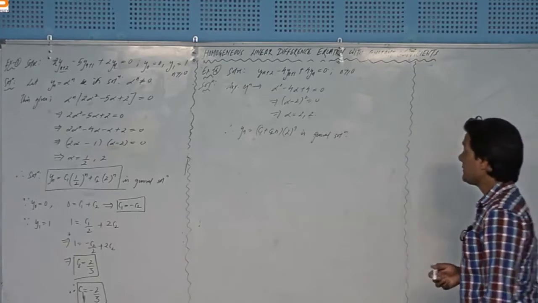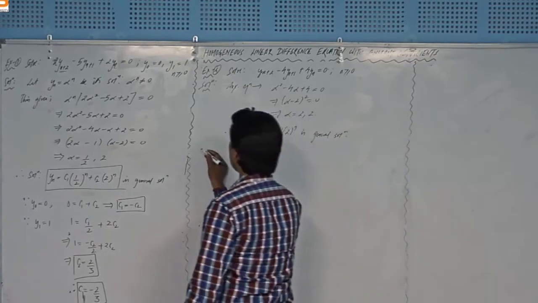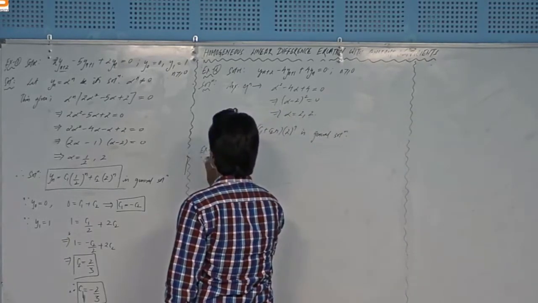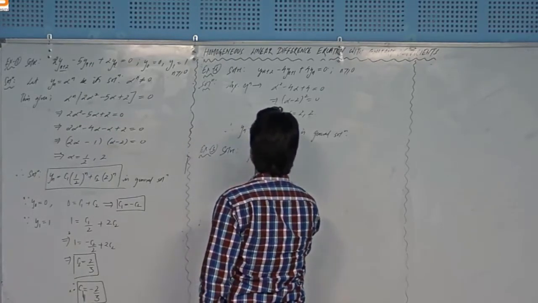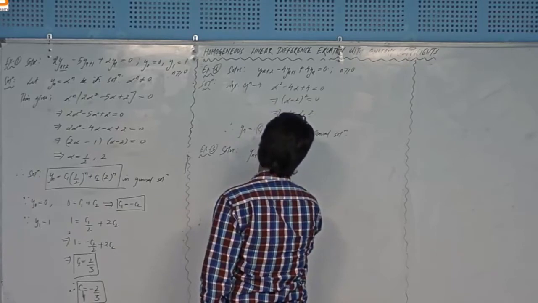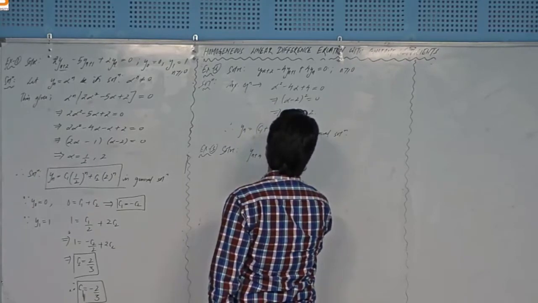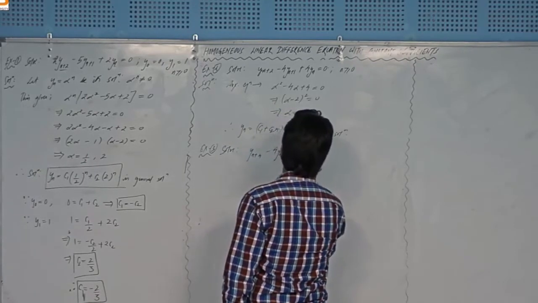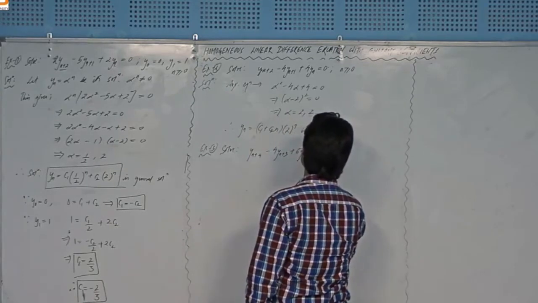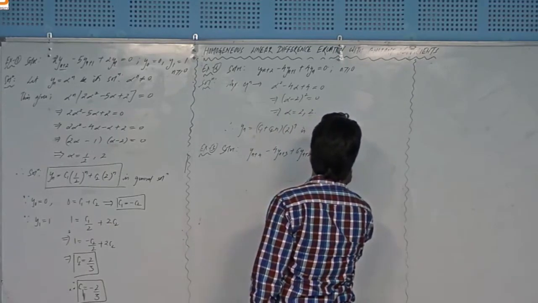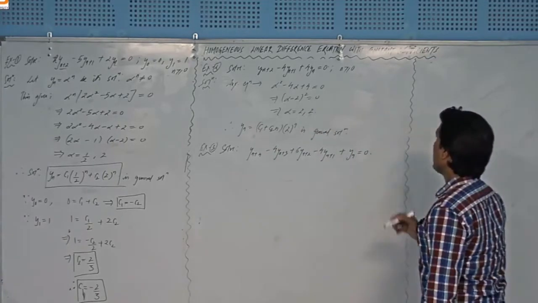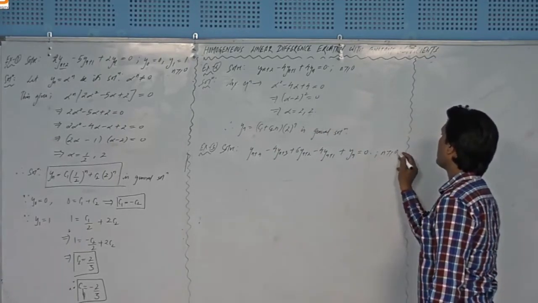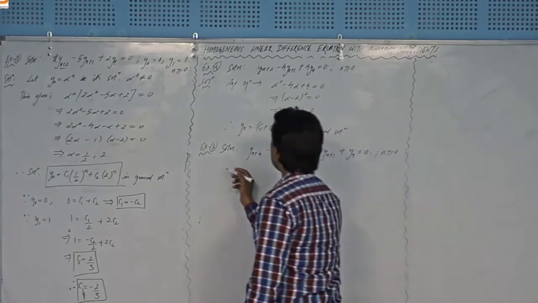Taking another example, example number 3, and solve. If I take y(n+4) minus 4 times y(n+3) plus 6 times y(n+2) minus 4 times y(n+1) plus y(n) equal to 0, and again n is greater than or equal to 0. Solution.